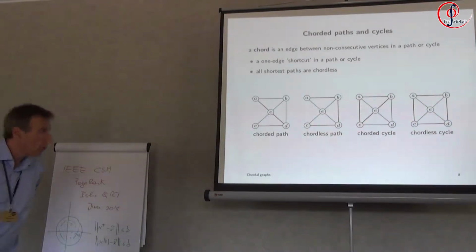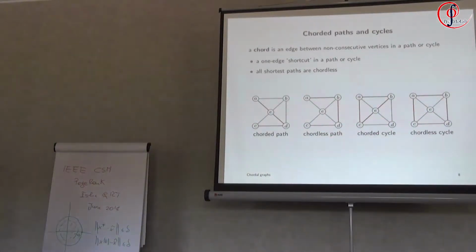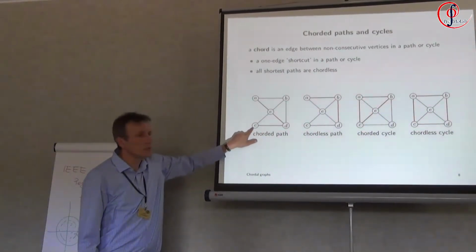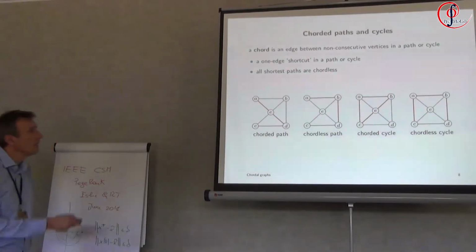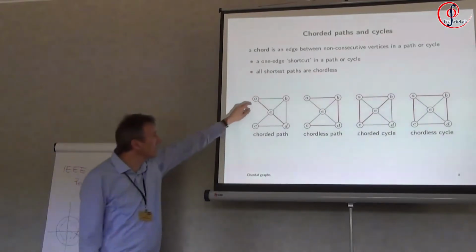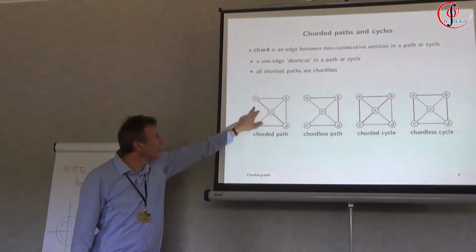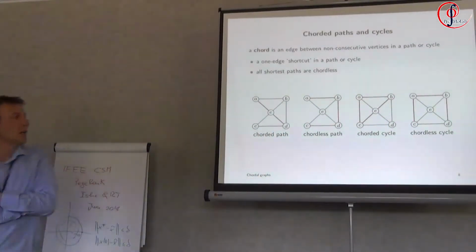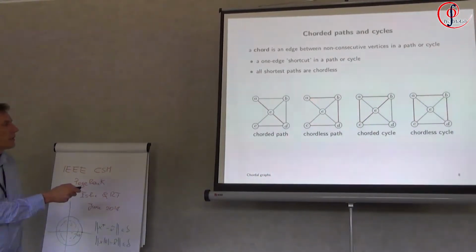Okay, so a chord in a path or a cycle is an edge between 2 non-consecutive vertices in a path or a cycle. So these are 2 paths in a graph. This is a chorded path because this is a chord in this path. It's an edge between 2 non-consecutive vertices. This is a path without a chord. So you can think of a chord in a path as a shortcut. So instead of going from A, C, D to E, you can skip D and go directly to this vertex. Whereas this cannot be shortened except by adding a new vertex.